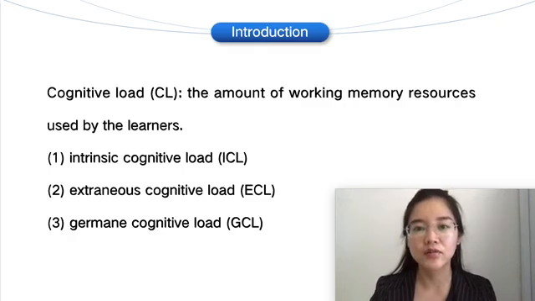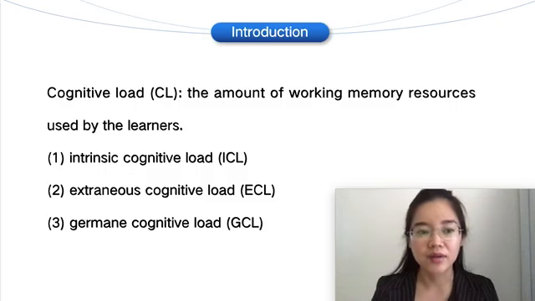The cognitive load, or CL, refers to the amount of working memory resources used by the learner. According to the cognitive load theory, our working memory is exposed to several types of cognitive load, and our learning is hindered if the working memory is overloaded. Cognitive load can be characterized into three types. Firstly, it is the intrinsic cognitive load, which is caused by the intrinsic nature of the tasks.